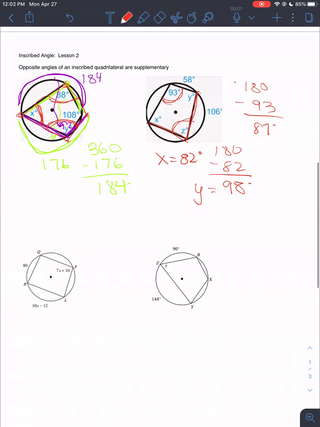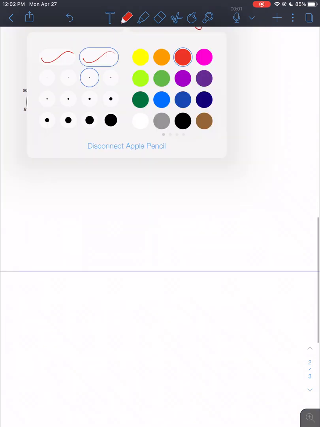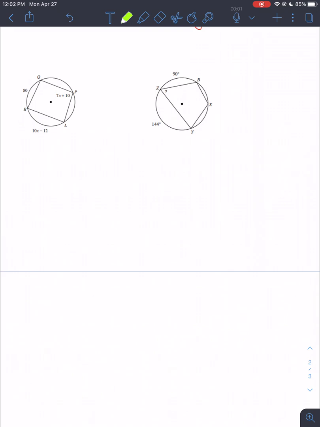All right, let's throw a little algebra in with that. So we're given that this arc is 10x minus 12 plus 80. So we're going to combine that together. That's going to give us 10x plus 68. And big to little, we know we're going to cut that in half. So we're going to divide that by 2. And then that's going to be equal to the angle, which is 7x plus 10.